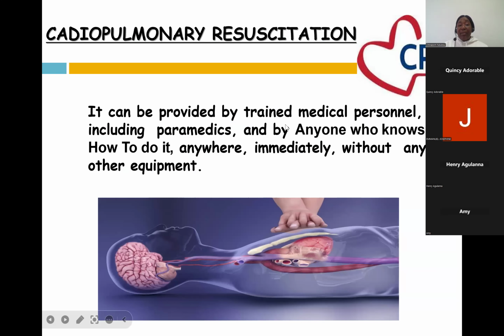So CPR simply means cardiopulmonary resuscitation. That is resuscitating the person's heart and resuscitating the person's respiration. Sometimes it comes together, but sometimes they come differently. It could be just the heart that stopped working and the person is still breathing, or the person is not breathing and the heart is working. Whichever way it is, after this lecture, you should be able to know what to do for this person.